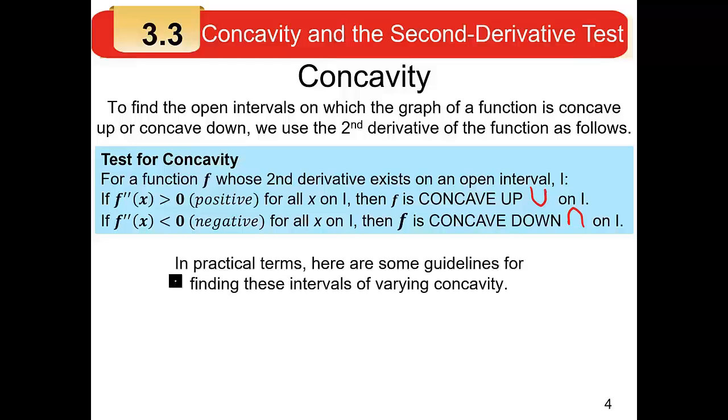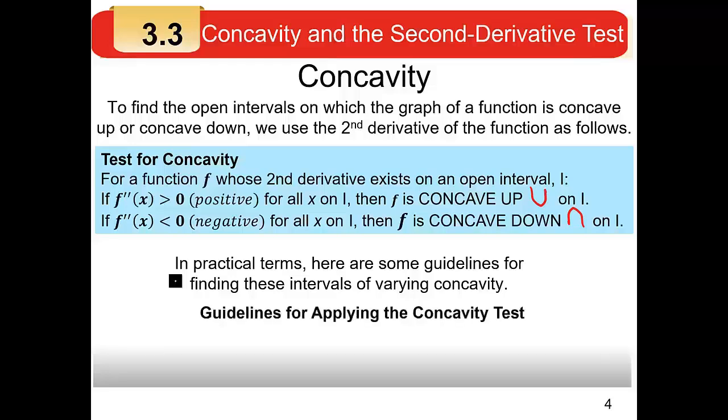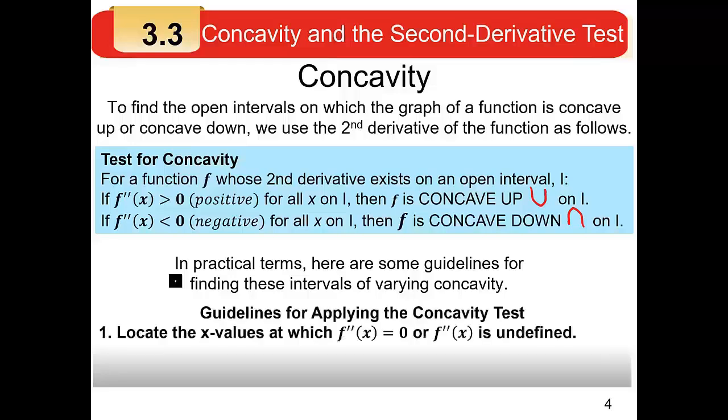In practical terms, I'm going to give you some guidelines that will help you get through this in terms of just solving problems. First of all, you'll want to locate the x values in which the second derivative is either 0 or the second derivative is undefined. Think back when you were doing increasing and decreasing. You were doing that with the first derivative. Now you just extend that same procedure to the second derivative, where the second derivative is 0 or the second derivative is undefined. Then you'll use those x values to determine the test intervals.